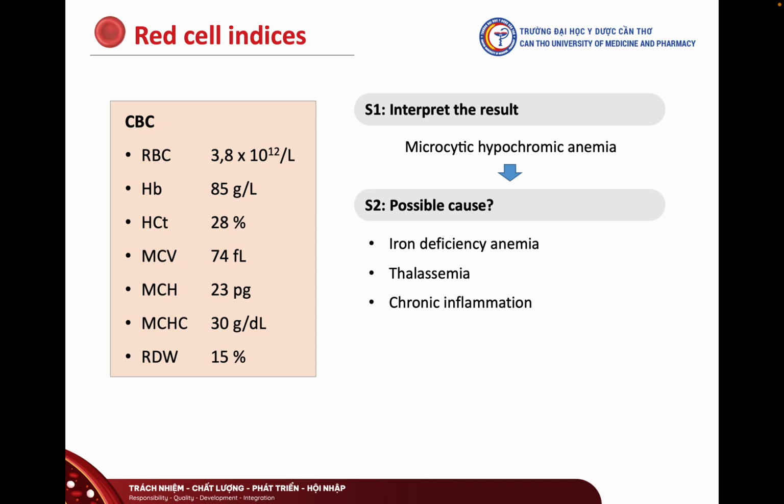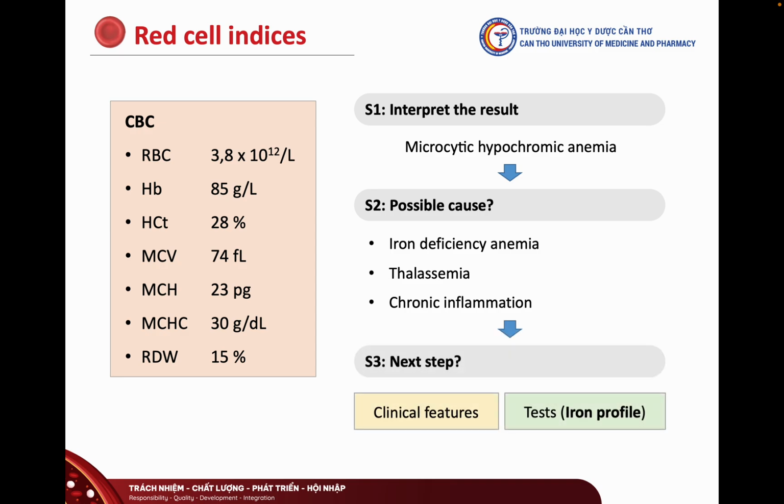So, what is the next step? We don't stop here. We need to look at the clinical features like symptoms, history, and some kind of chronic illnesses. And most importantly, we need to run some iron studies, especially the ferritin level and the serum iron level, to narrow down the cause.